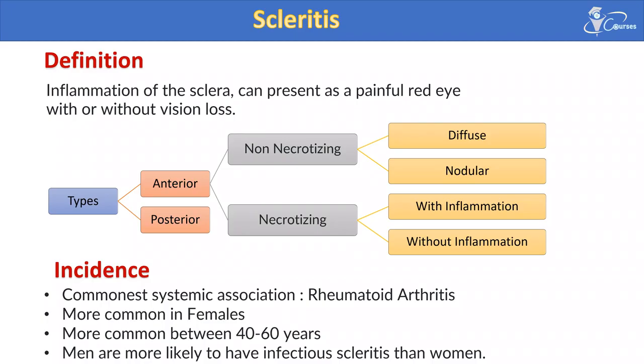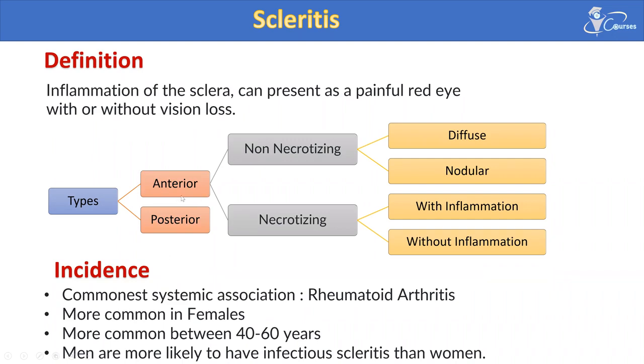What are the types of scleritis? Depending on the anatomical location, it could be either anterior or posterior. Anterior scleritis involves the anterior sclera, posterior scleritis involves the posterior sclera. So which one of them will cause vision loss? Posterior can cause vision loss because of its location. It can involve the retina, the choroid, and the optic nerve. But does this mean that the anterior will not cause vision loss? No, it can also cause vision loss, but in specific types, as I'm going to show you right now.